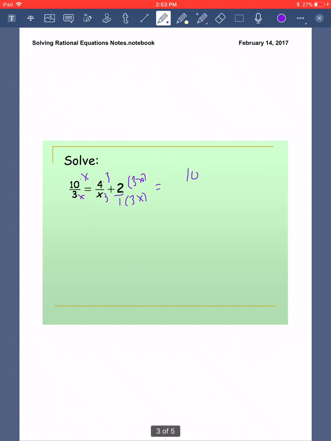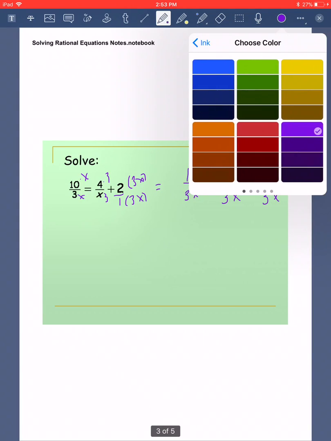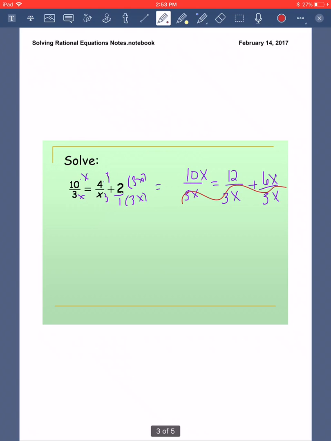So I end up with 10x over 3x equals 12 over 3x plus 6x over 3x. Okay, now that I have a common denominator for everything, I can get rid of the denominator. So now what I'm dealing with is 10x equals 12 plus 6x. And I'm going to solve for x now. So I'm going to subtract 6x. So 4x equals 12. Divide by 4. So I get that x equals 3.